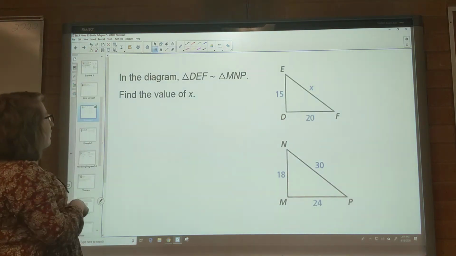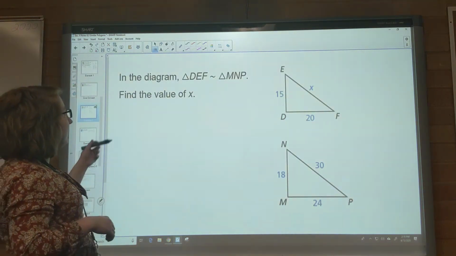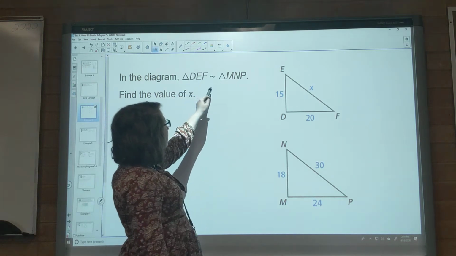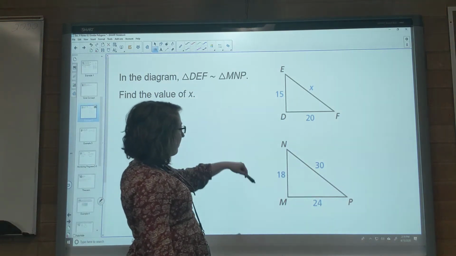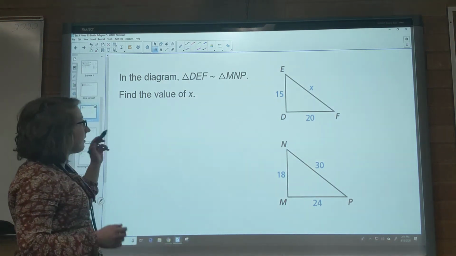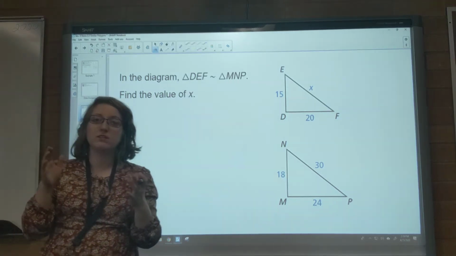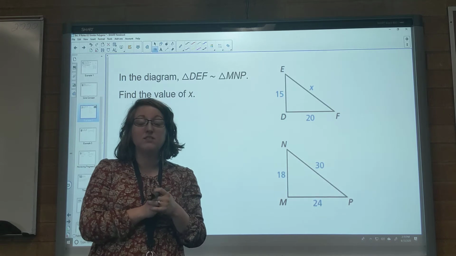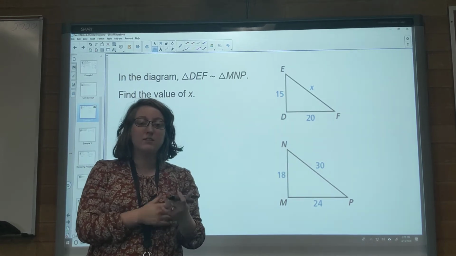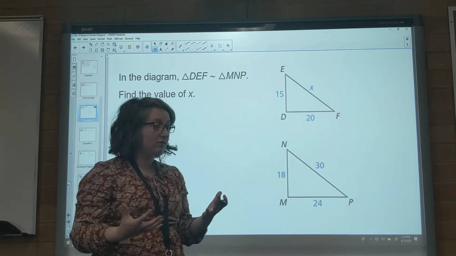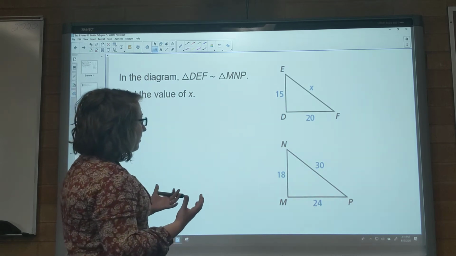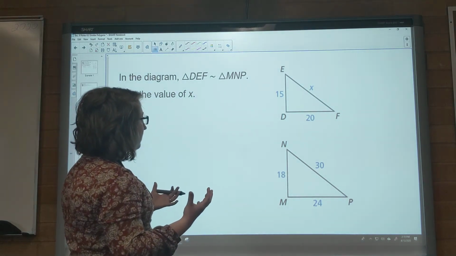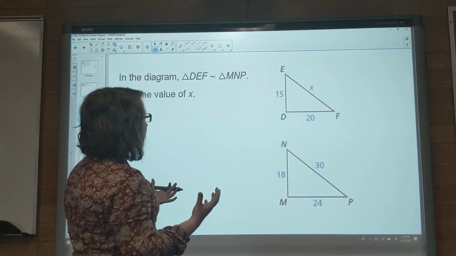So in this diagram, it's telling us that triangle DEF is similar to triangle MNP. We want to find the value of x. So it told us that it's similar. That means that all the angles are going to be the same and that the sides should be proportional. Okay? So I'm going to look right here.